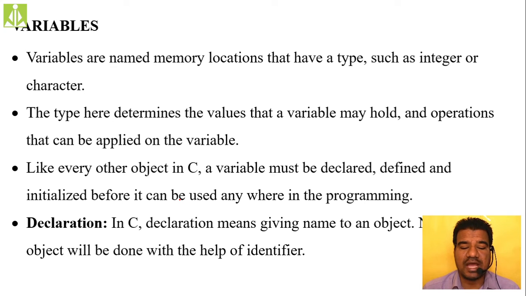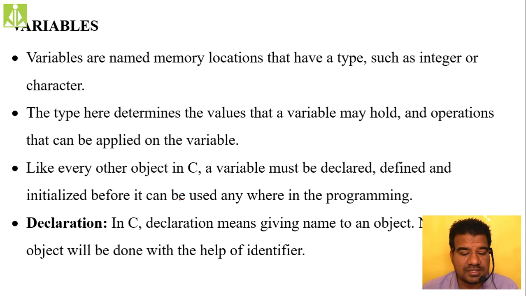Okay, so the type here determines the value that a variable may hold and the operations that can be applied on that variable. Already we discussed, type not only gives the range of values but also the types of operations that you can perform. If you are storing integers, you can perform arithmetic operations. If you are storing characters, that kind of thing is not there. You can't perform arithmetic operations on characters, isn't it?